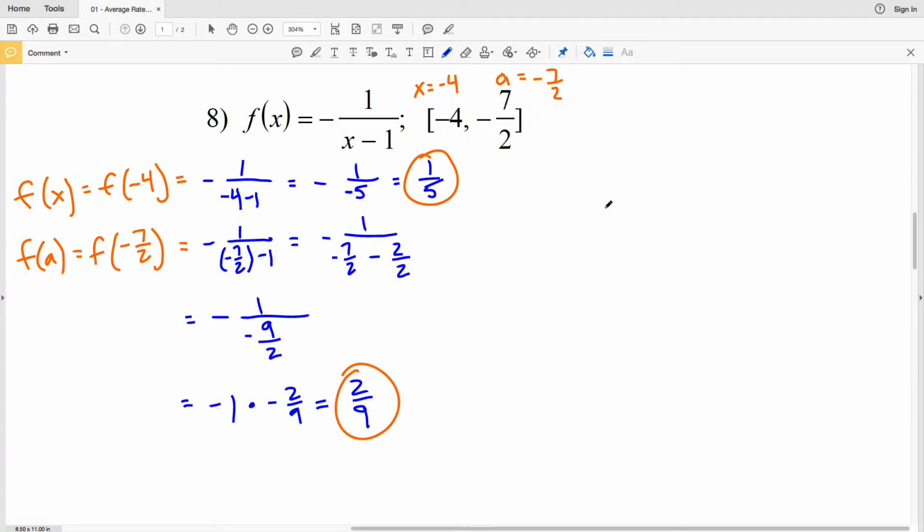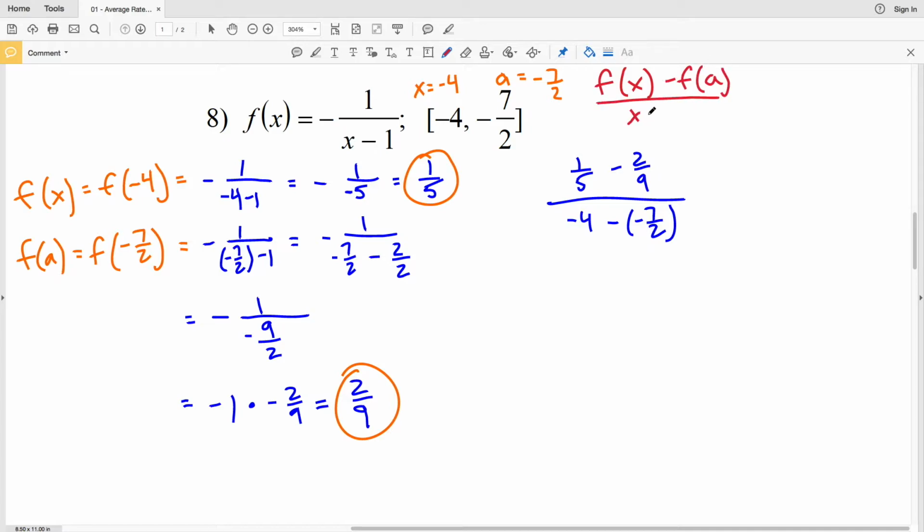So f of x minus f of a will be 1/5 minus 2/9, and that's going to be all over x minus a, which is negative 4 minus negative 7/2. So again, writing the formula one more time, that's f of x minus f of a all over x minus a. So for our numerator, as opposed to having 1/5 minus 2/9, writing that in terms of a common denominator, I'll multiply my first fraction by 9 over 9. So I'll have 9 over 45 minus my second fraction, I'll multiply by 5 over 5, so minus 10 over 45.